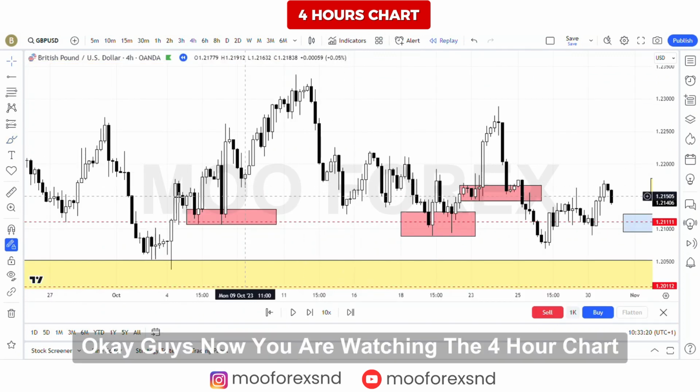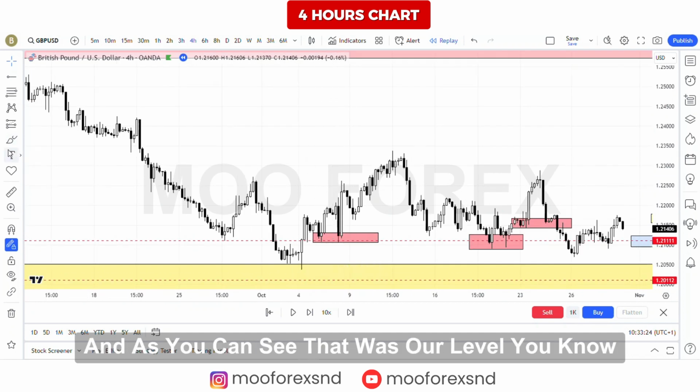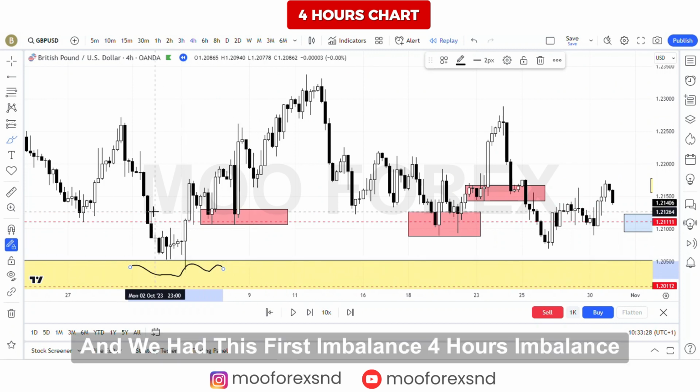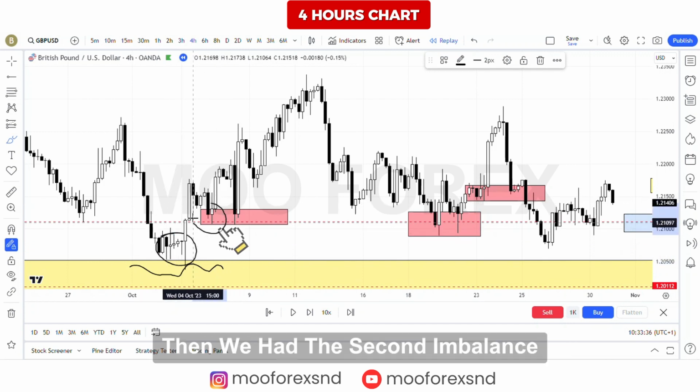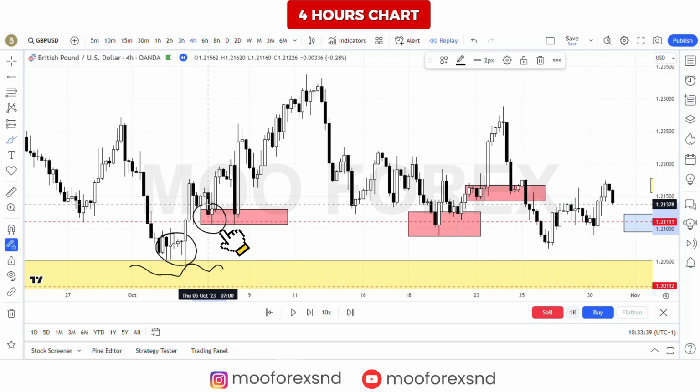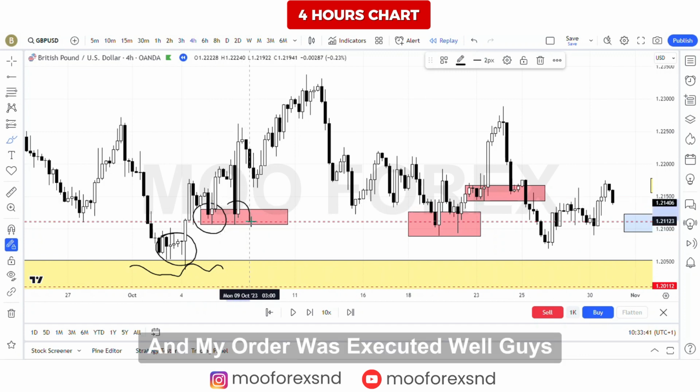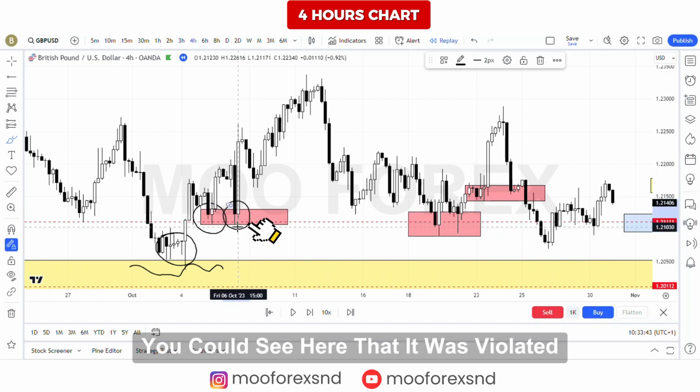Okay guys, now you are watching the 4-hour chart, and as you can see, that was our level, and we had this first imbalance, 4-hour imbalance, but price never came to this imbalance. Then we had this second imbalance, and my order was executed. Well guys, you could see here that it was violated.